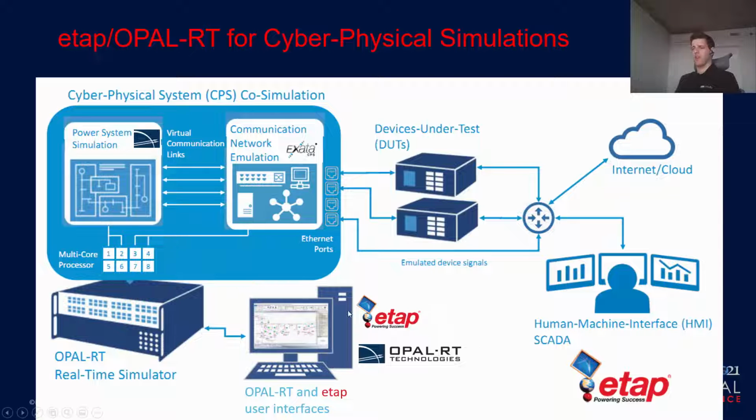So again, you can design your power system with ETAP, export it to the OpalRT system, and simulate this power system together with its communication network in the same box to limit the latency of the communication exchange. And then your signals could go out of the simulator to hardware under test or to a SCADA system that could also be provided by ETAP.